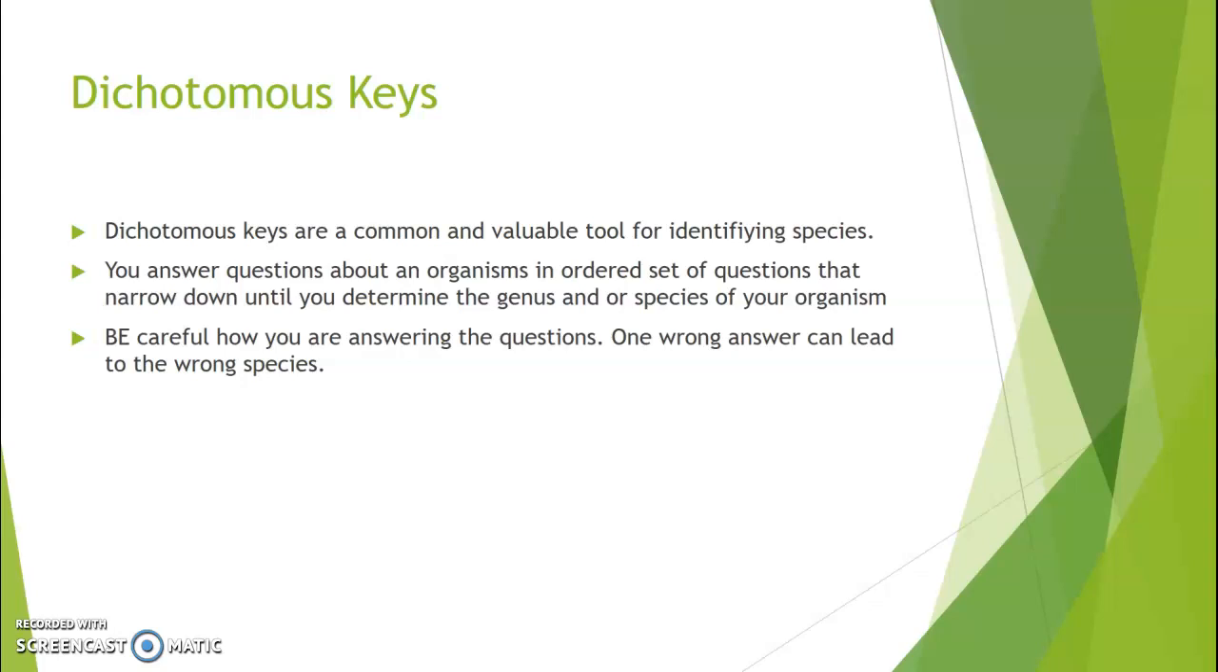So you need to be careful on how you're answering the question. So one wrong answer can lead you to the wrong species, although a lot of times species are different enough, if you're lucky, that you can tell you got the wrong one. You can go back and try again. This takes a little bit of practice, so we're setting this up for you guys so that you get a chance to try it out, because we're going to be using this throughout the semester.